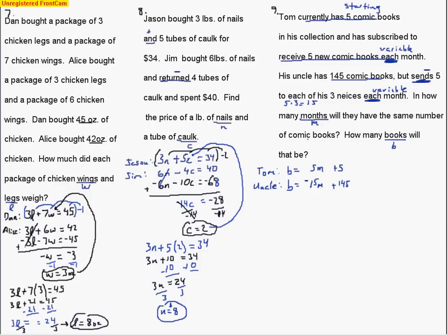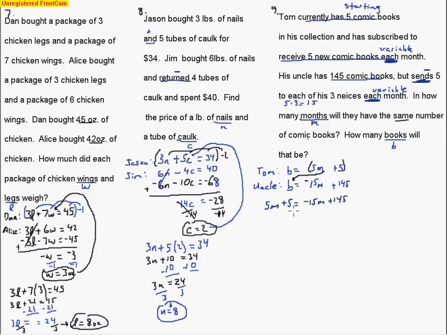Well, this is a great substitution problem. So I'm going to take Tom's equation. Again, they want to know when they'll be the same. So I'm going to take Tom's equation and put it in place of b in his uncle's. And so let's go ahead and rewrite what we've got now. So we've got a 5m plus 5, that's Tom's expression there, and his uncle's is negative 15m plus 145. So I can go ahead and do some opposite operations here.